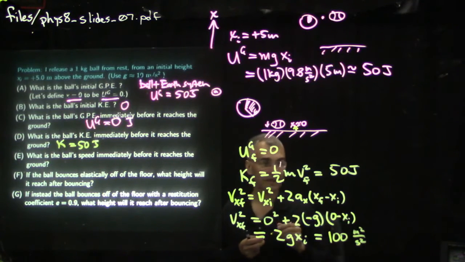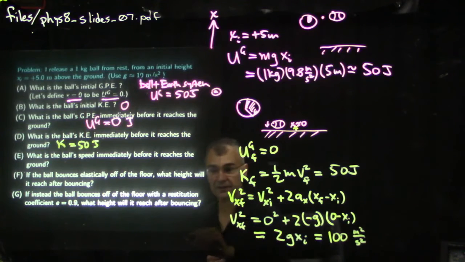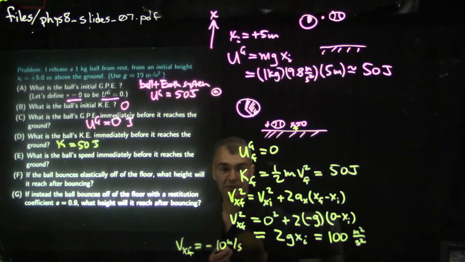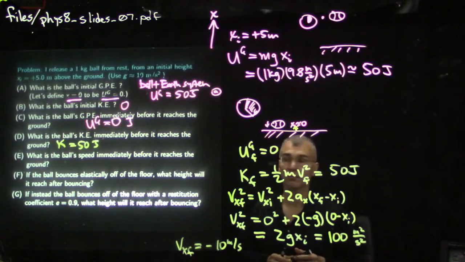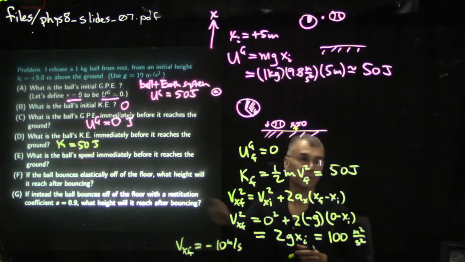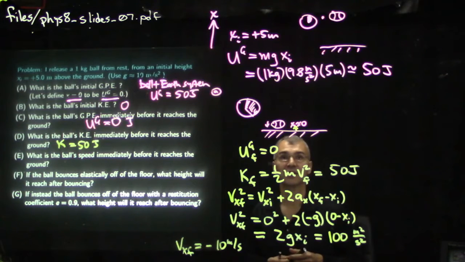And then that gives us Vx final. I guess we'll say the velocity is minus 10 meters per second. Okay, so its speed is 10 meters per second. It's 10 meters per second downward. So Vx final is minus 10 meters per second. So actually, I guess I found its velocity. Its speed is 10 meters per second. Its velocity is minus 10 meters per second in the x direction.